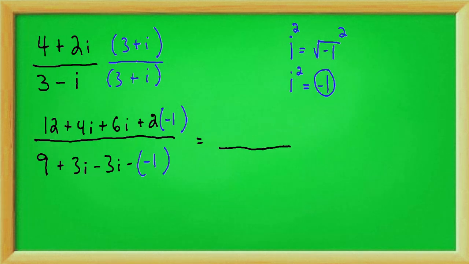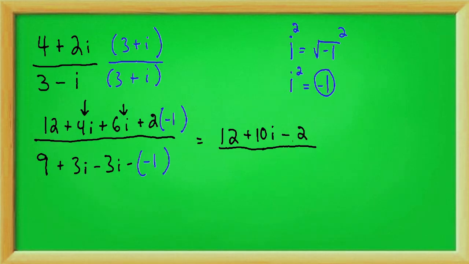I'm going to start with the numerator. On the left of the numerator, we have a positive 12. And in the middle, we have two like terms. We have a 4i and we have a 6i. 4 plus 6 is equal to 10. So we have a positive 10i. And on the right, we have a positive 2 times a negative 1, which is equal to negative 2.